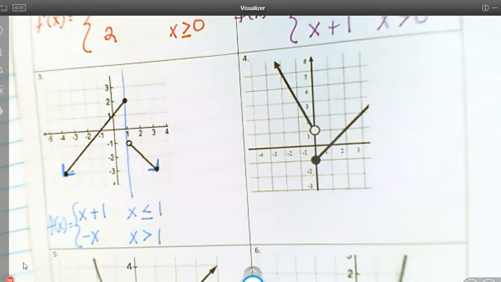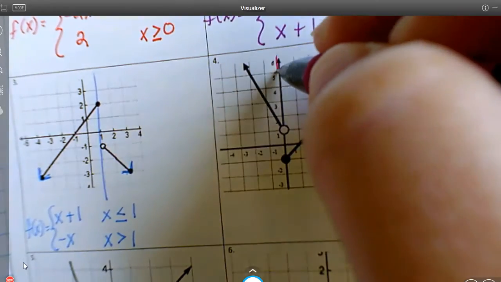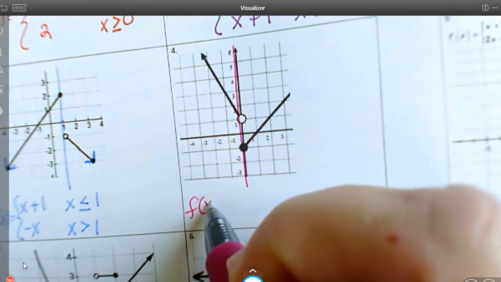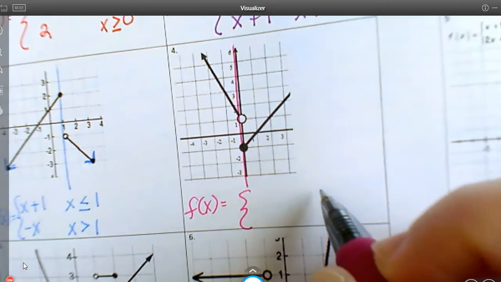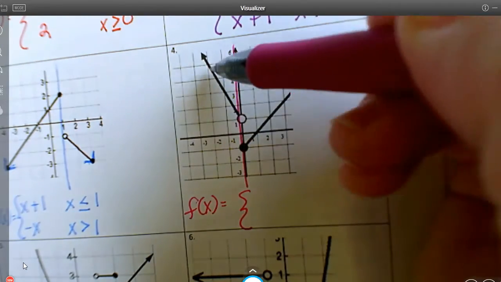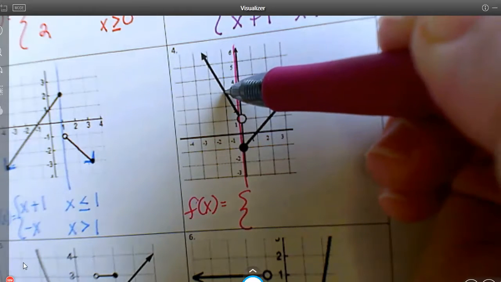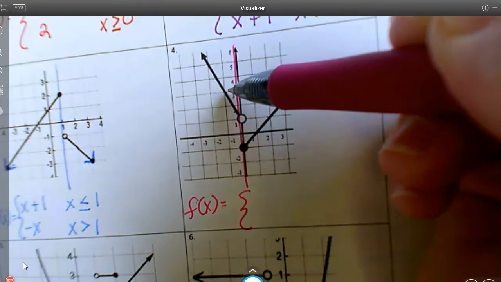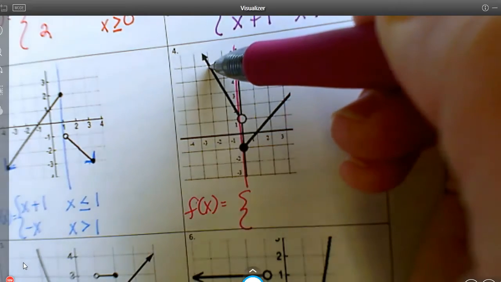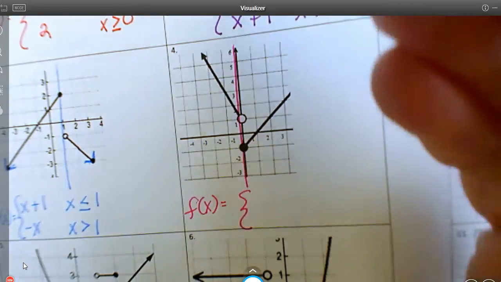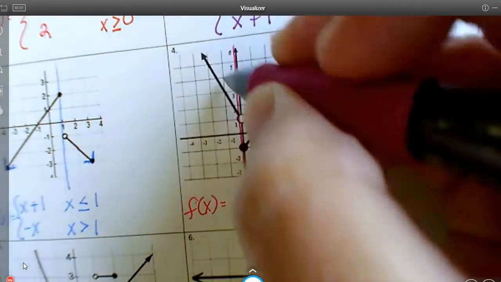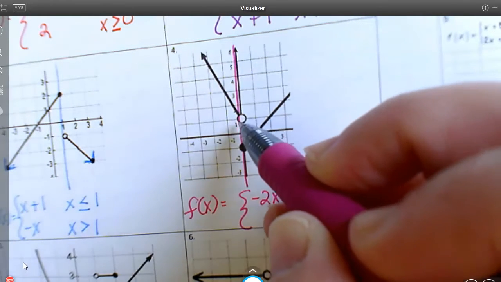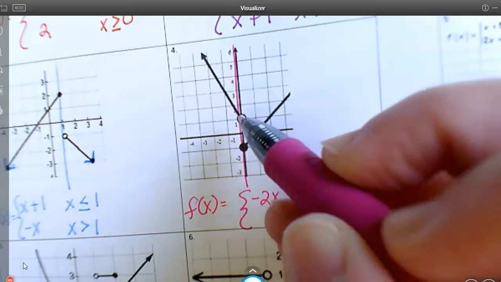Okay, let's look at 4. So the place it changes is there at 0. And then we've got 2 lines here. So let's look at this one. I'm going up 2 and over 1. Negative 2, because the slope is coming down. So negative 2x. It would cross the x-axis at 1, even though there's a hole. It still would cross it, so it's a plus 1.